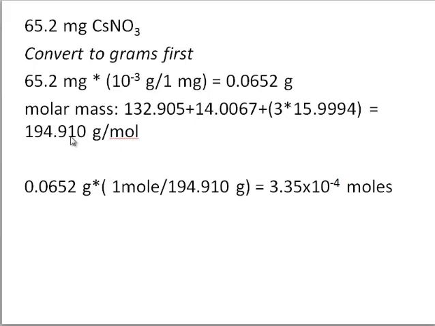Once I have a molar mass, I can assemble a unit conversion factor from grams to moles. 0.0652 grams multiplied by that conversion factor, 1 mole over 195.910 grams, gives 3.35 times 10 to the negative 4. The units of grams have canceled, and we are left with units of moles.